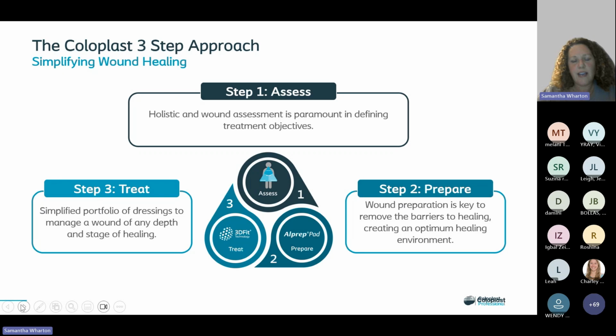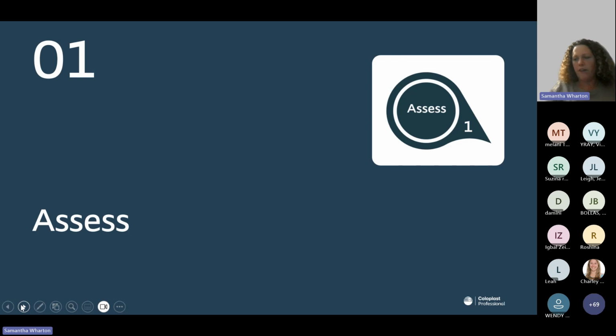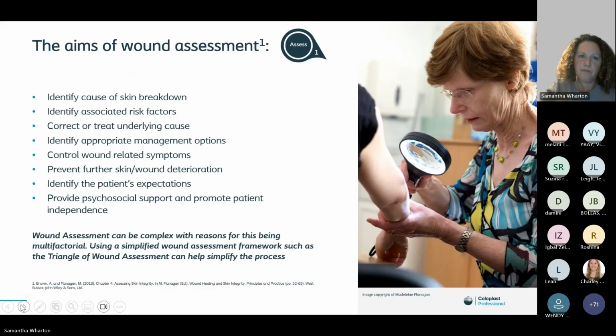So we're going to go through the assess, prepare and treat, looking specifically at leg ulcers. So looking at assess. So what are the aims of our wound assessment? Wound assessment is fundamentally the key to ensuring that our patients' wounds heal. It's about identifying that cause of skin breakdown. So when we're thinking about our leg ulcers, it's determining whether they're venous in etiology or arterial. They might be a mix, but until we've identified that, we can't give the most appropriate treatment.